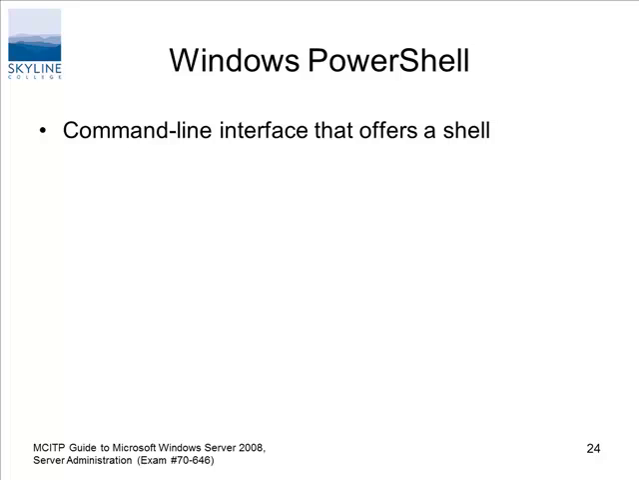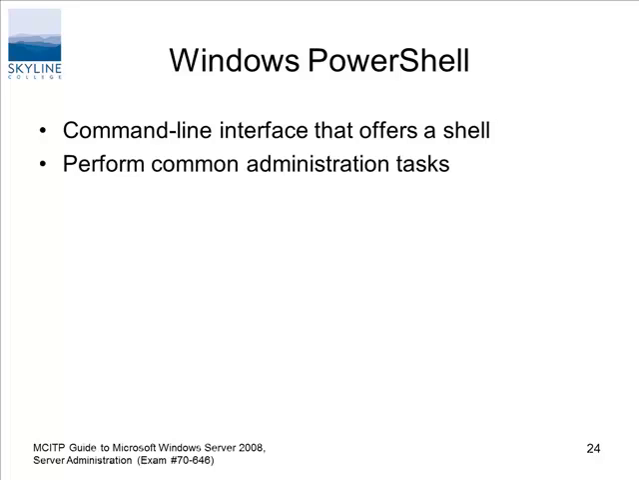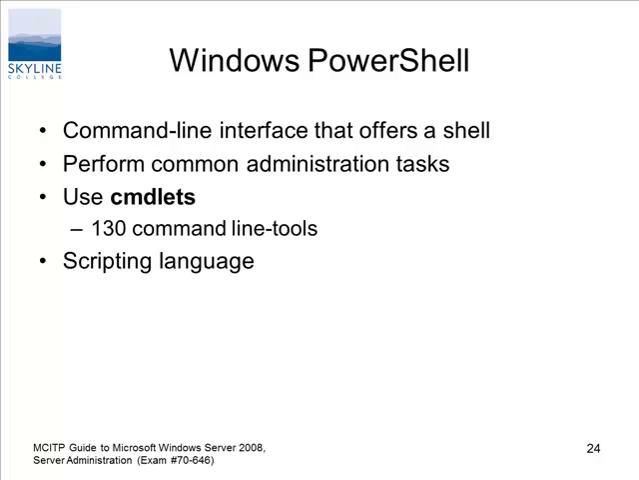Sometimes if you make registry changes, you really want some assurance that that goes on. Command line interface, PowerShell, separate service, separate function. Start from the all programs, start PowerShell, you get a GUI. It's a nice pretty blue window, command prompt window that allows you to run the cmdlets. Common administration tasks, 130 command line tools in it.